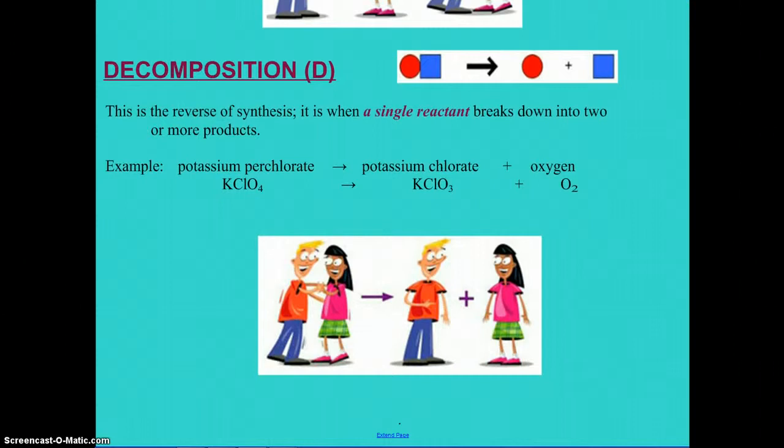Decomposition is the reverse of that. A single reactant breaks down. Here we see potassium perchlorate, one single reactant, one substance before the arrow, and that is breaking down into potassium chlorate and oxygen. Again, it can break into more things depending on how complex the starting substance is, but you always only have one starting reactant.